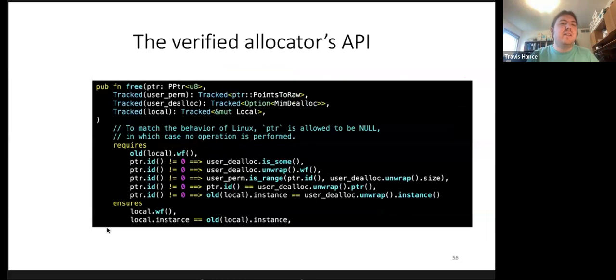This is free. So it's basically the opposite, where you call free on a pointer and then you have to pass back in everything that you got from Alloc. So you have to pass back in the permission and you have to pass back in this deallocation token. All right. And you can see here, if you read the comment, that when I was writing free, I was trying to match what Linux does, which allows you to call free with null. So we had to write the precondition to carve out the special case for if you call it with null.